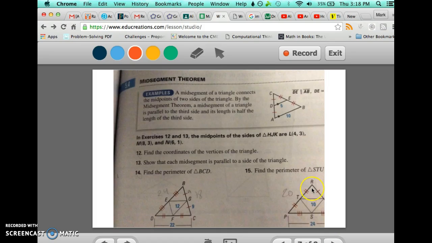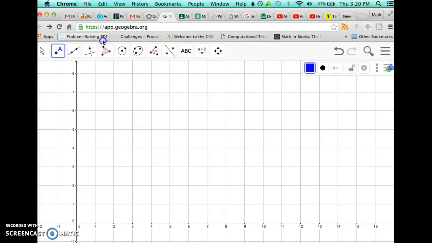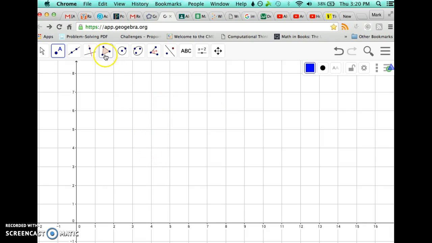Number 12, we'll go do 12 next. It's about mid-segments. Remember, there's two properties of mid-segments. They're parallel to one side, and they're half that one side they're parallel of. What is a mid-segment? It's from the midpoint of this side to the midpoint of that side. So looks like we're doing some coordinate geometry. It tells us what the midpoints are. So find what the triangle is. They're giving us 4, 3, 8, 3, and 6, 1.